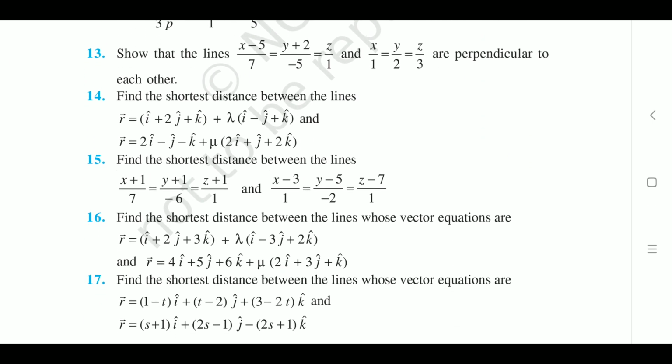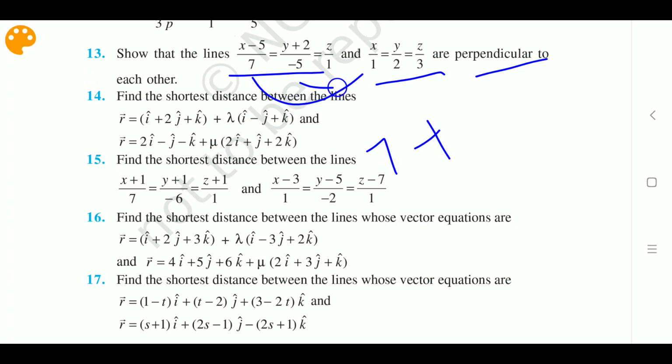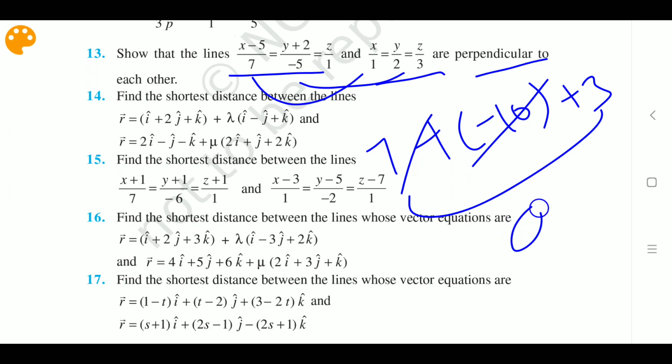Next, question number 13. We have to show that this line and this line are perpendicular to each other. Again, a very simple question. Just multiply this: 7 into 1 is 7, plus 5 into minus 2 is minus 10, plus 3 into 1 is 3. 7 plus 3 is 10, 10 minus 10 equals 0. Hence the dot product is 0. The angle between these two is 90 degrees.